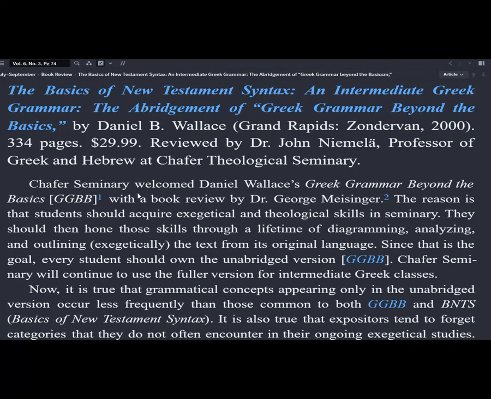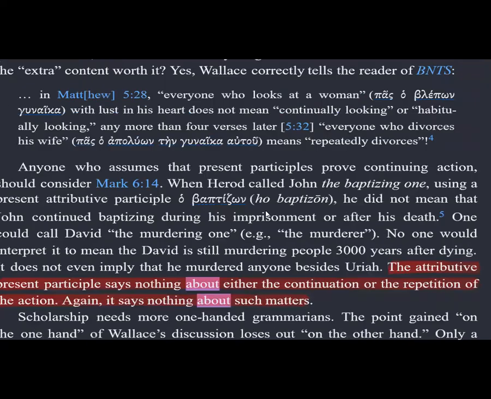But he said that Schaeffer Seminary is going to keep using the expanded, the longer, the original Greek grammar beyond the basics, because they feel that it doesn't equip you enough to use the other one. Okay, so here's the divorce part.